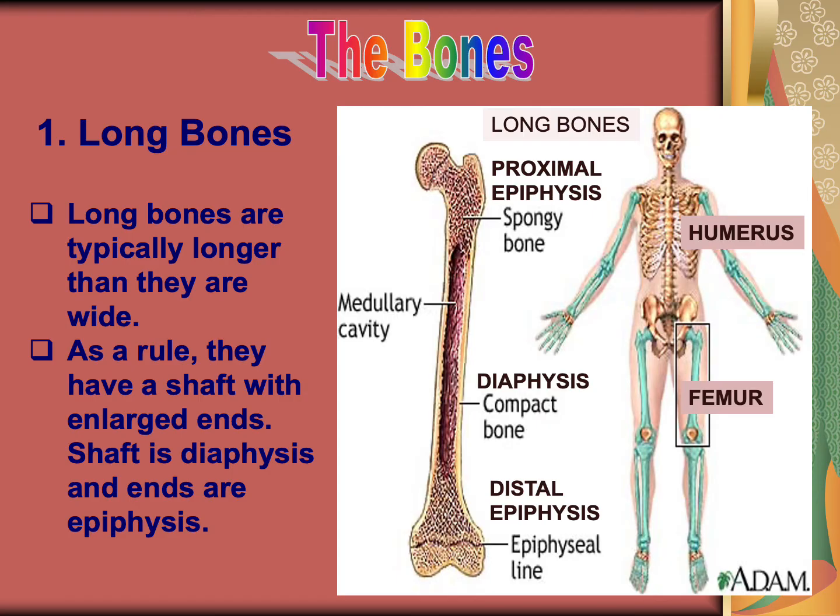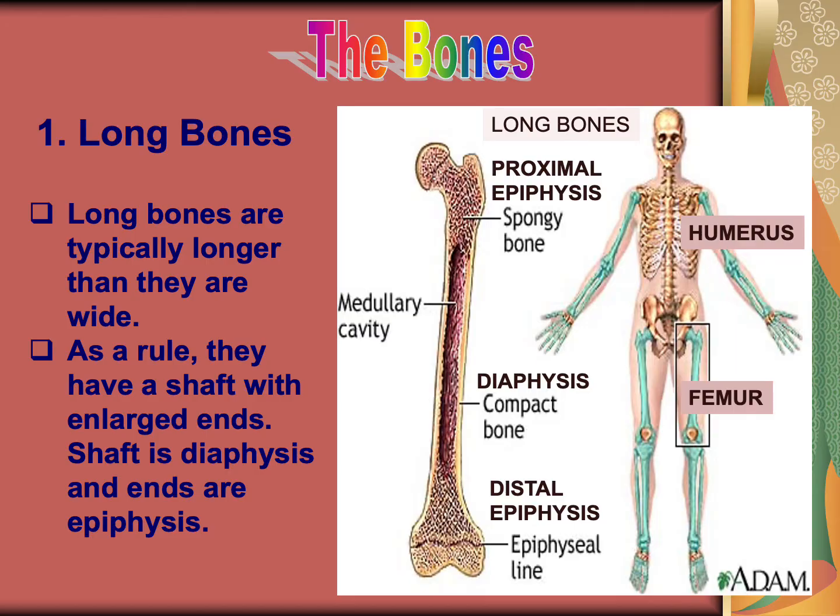The long bones are typically longer than they are wide, and as a rule, the bones have a shaft and enlarged ends. In the photo, you can see that the shaft is named diaphysis, while the ends are epiphysis, the proximal and the distal epiphysis. The enlarged bone is the left femur. So the upper epiphysis is proximal and the lower epiphysis is distal. All bones of the limbs except the patella and the wrist and the ankle bones are long bones.